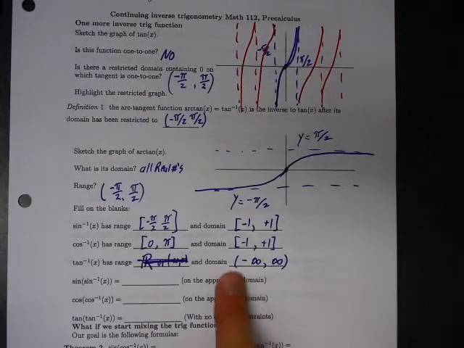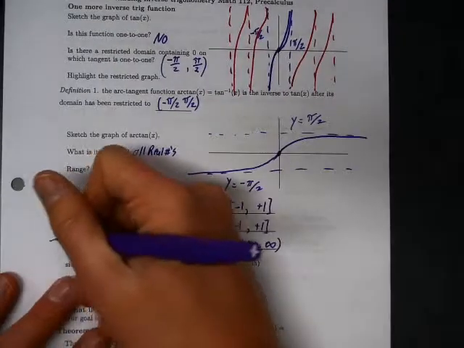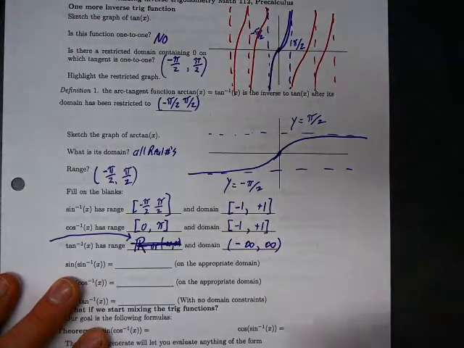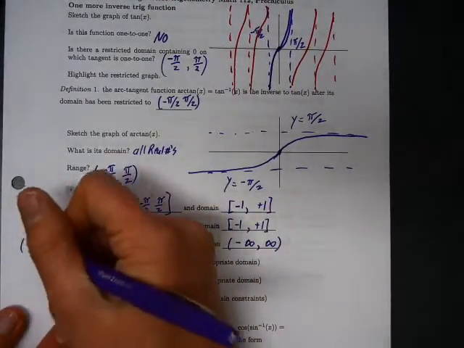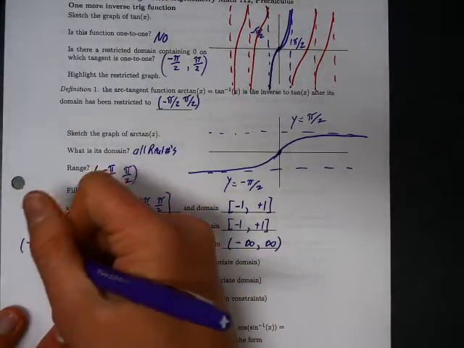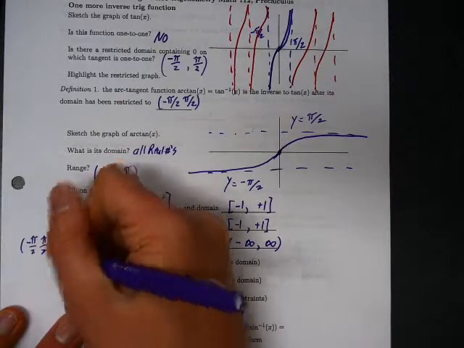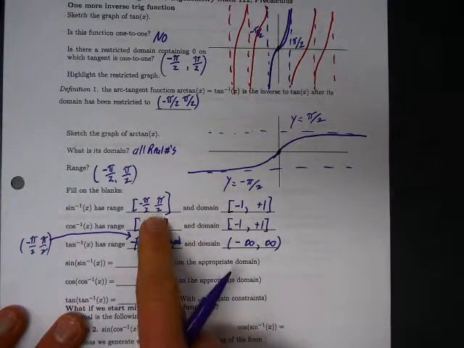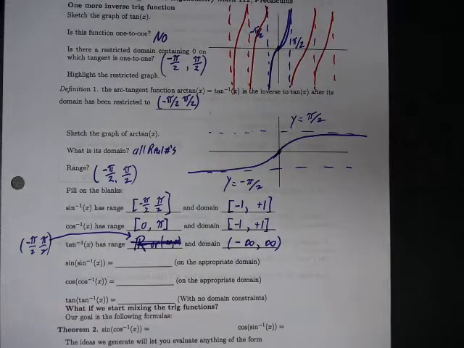So this thing has domain all real numbers, and it has range, I picked a great time to not be using the erasable pens, negative pi over 2 to pi over 2. Are the other ones screwed up? No, those are actually the range.